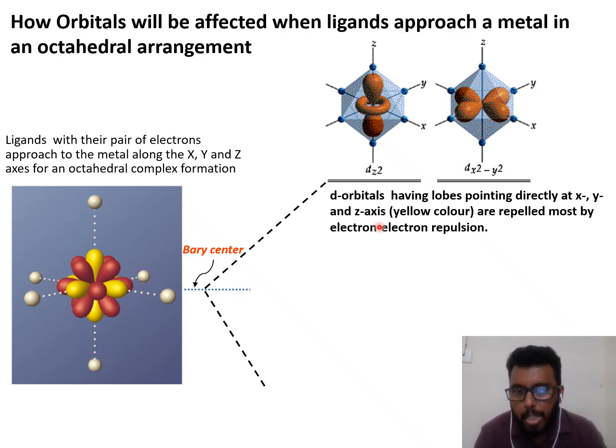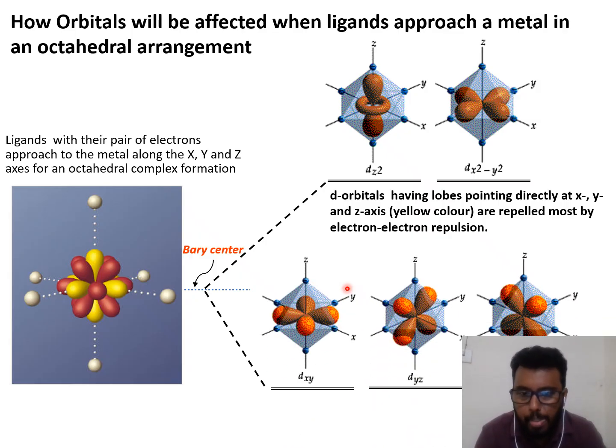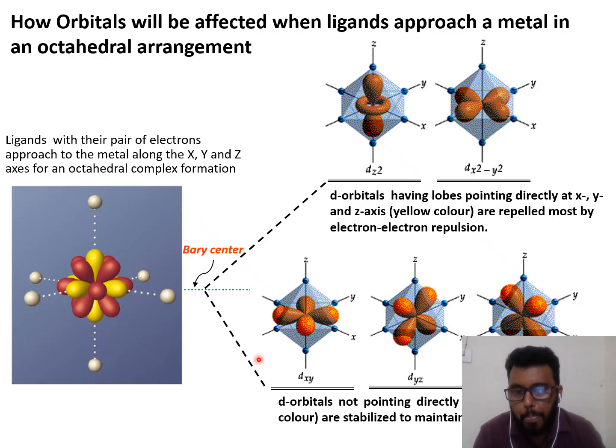What is the other possibility? These d orbitals have lobes pointing directly at the x, y, and z axes, as represented in yellow color, and are repelled most by the electron repulsion. The other possibility is dxy, dyz, and dxz. These are the three orbitals whose energy levels are pushed down, and as a result, their energy is lowered. These d orbitals are not pointing directly at the axes, and they are represented by this brown color. Okay, maroon or brown.